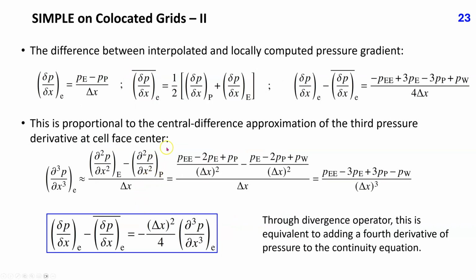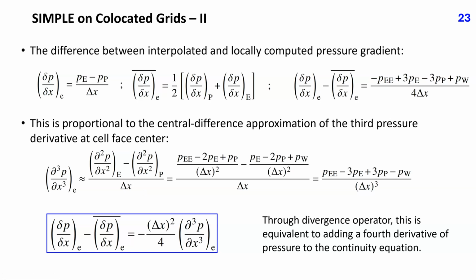Let us have a closer look at the Rhie-Chow correction. The difference between linearly interpolated pressure gradients from cell centers, approximated by central differences (see previous slide), and the locally computed pressure gradient using central difference approximation is given by this expression. This is proportional to the central difference approximation of the third pressure derivative at cell face center: second derivative at node E minus second derivative at node P divided by the distance between them.